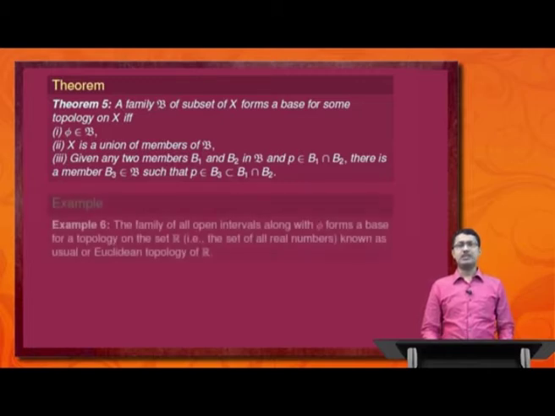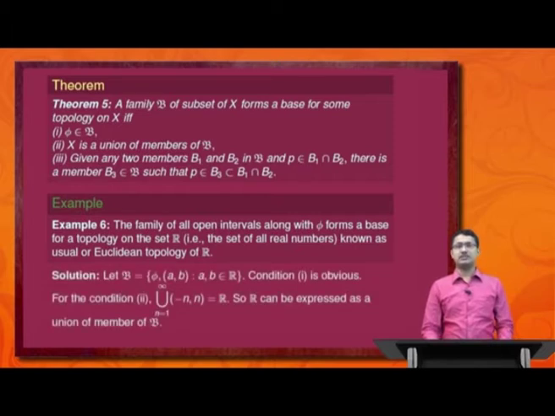Next we introduce an example. The family of all open intervals along with phi forms a base for a topology on the set R, that is the set of all real numbers, known as the usual or Euclidean topology on R. Solution: let script B be equal to phi union all such open intervals (a, b) such that a, b belong to the real numbers. Then condition 1 is obvious. Why is condition 1 obvious? Because phi belongs to script B, so condition 1 is obvious by theorem 5.